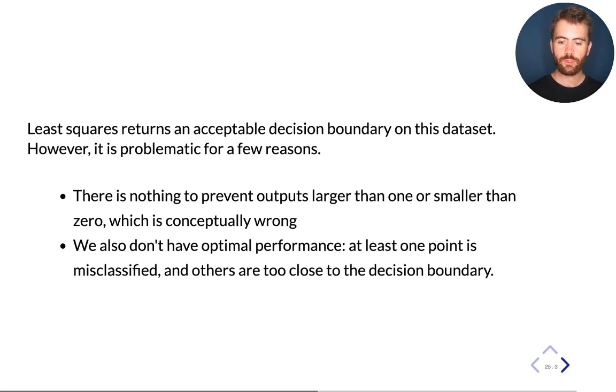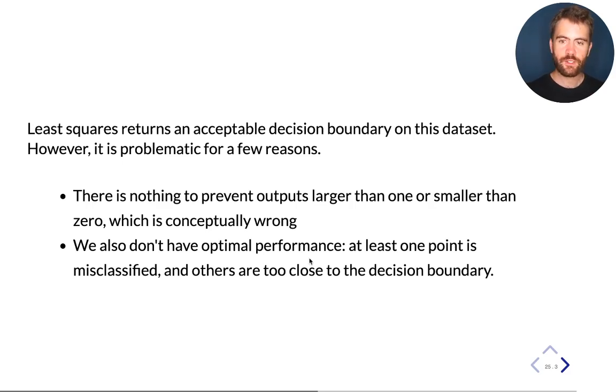So this approach returns a boundary which looks reasonable, but it's also problematic for a few reasons. First of all, there is nothing to prevent the outputs of our model, which is f, which is simply theta dot product with x, from being close to 0 or 1. Our model can output something that's greater than 1, that's less than 0, and this is just conceptually wrong because we know that the only two labels that we have are 0 and 1. So conceptually, it's not a very elegant approach.